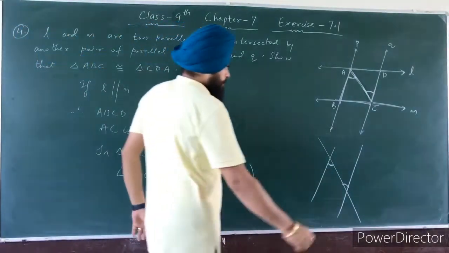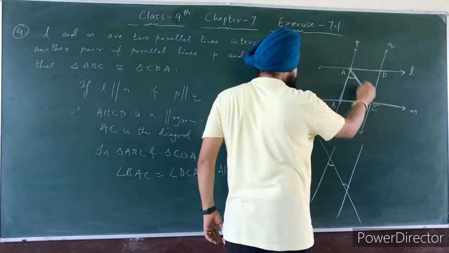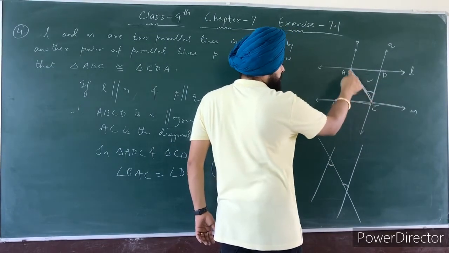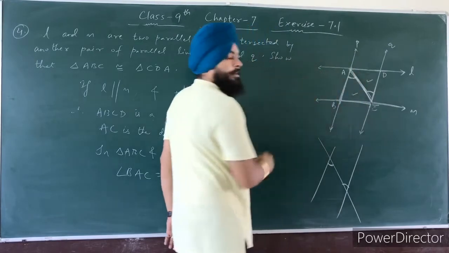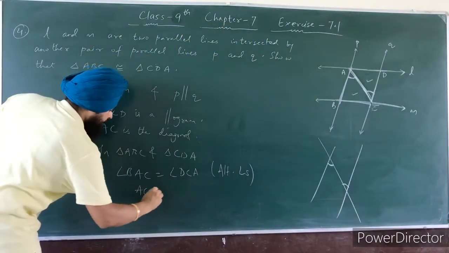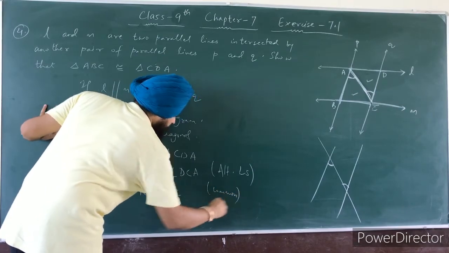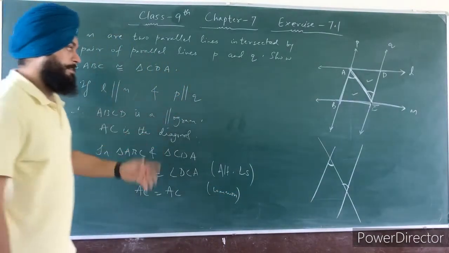The second one: you can see here this AC is common in both triangles. AC is common in triangle ABC and triangle CDA. So you can write here AC equals AC. Reason: common.